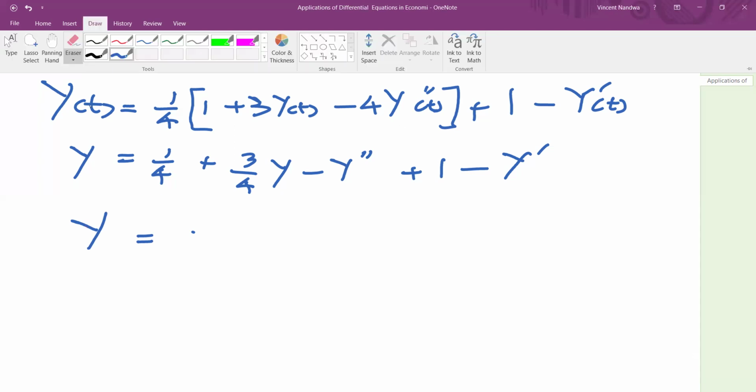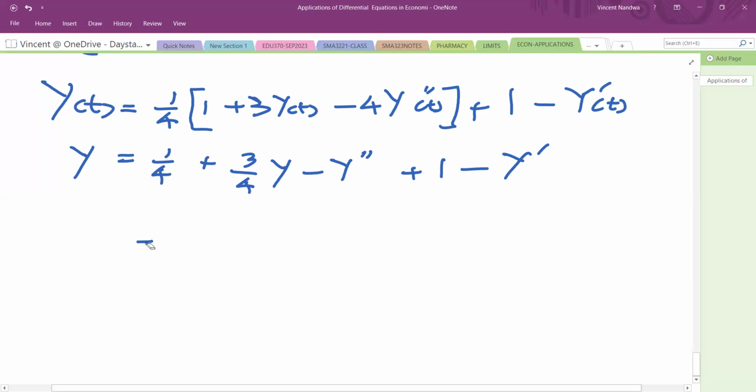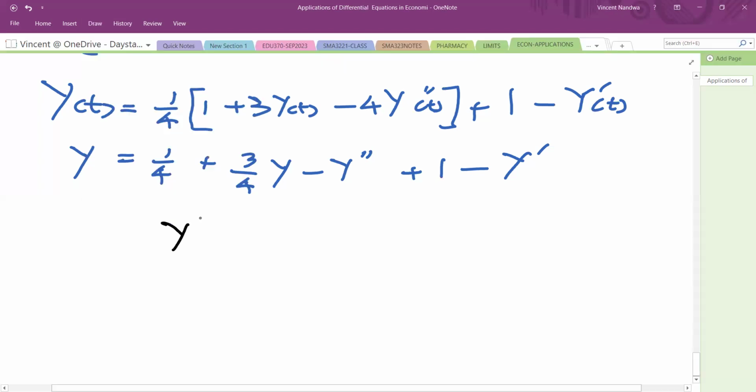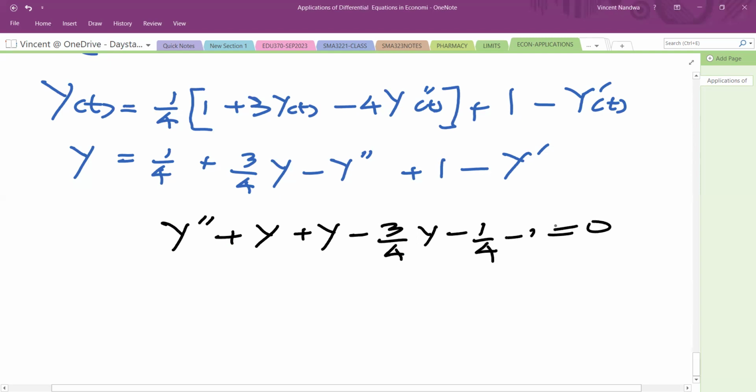Or I can bring all the right-hand side terms to the left-hand side. So negative y double prime will be positive y double prime, then plus y prime, and then plus this y, then minus 3/4y, then minus a quarter, minus 1 equals 0.